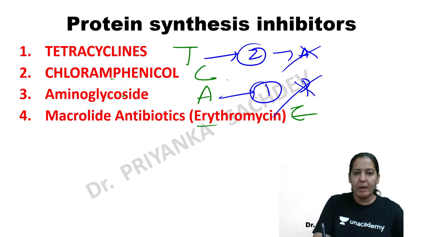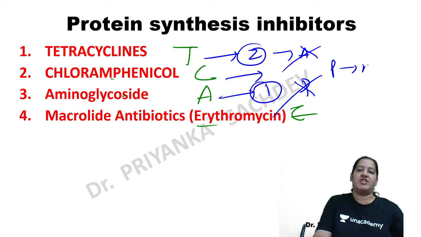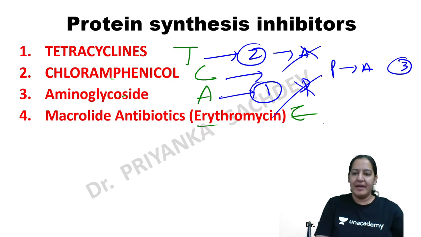Right. The third, chloramphenicol, inhibits P to A shift. That is step number 3. And erythromycin inhibits A to P shift. That is step number 4.